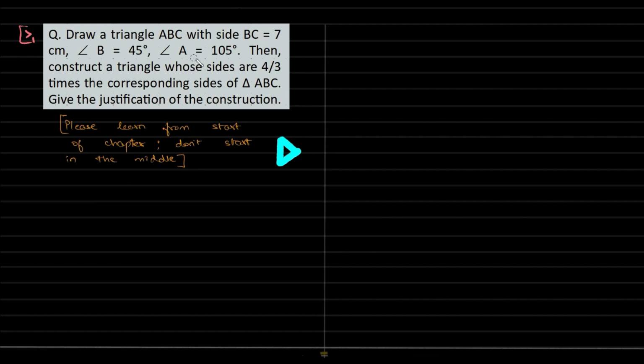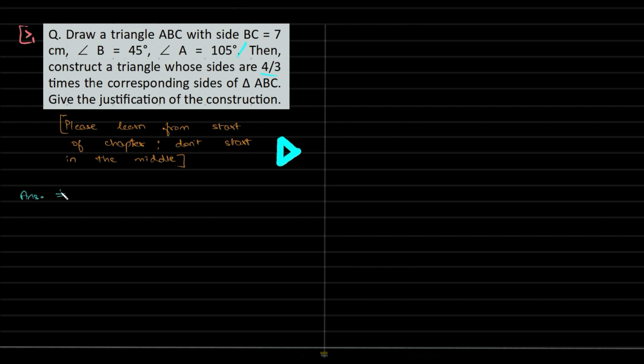Draw a triangle ABC with side BC to be 7, angle B is 45, angle A is 105. Then construct a triangle whose side is 4 by 3 times the corresponding side of triangle ABC. Give the justification of the construction.